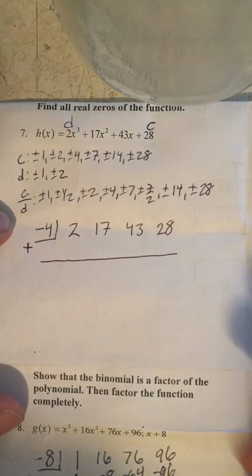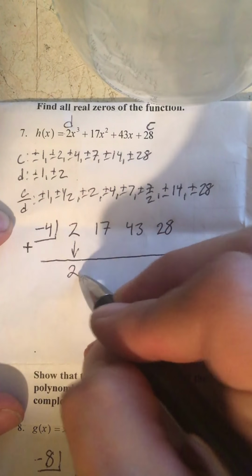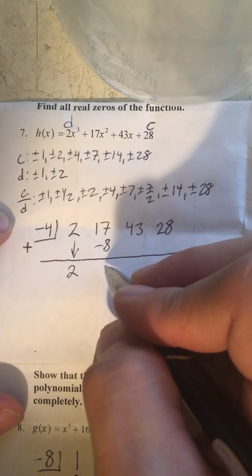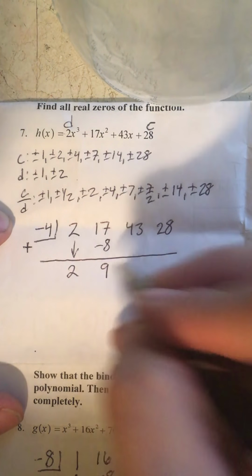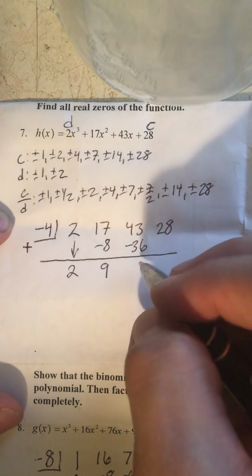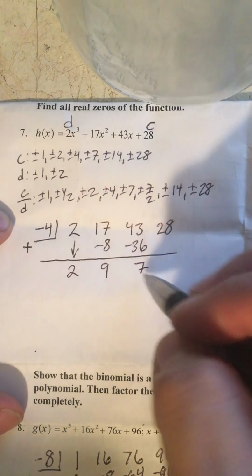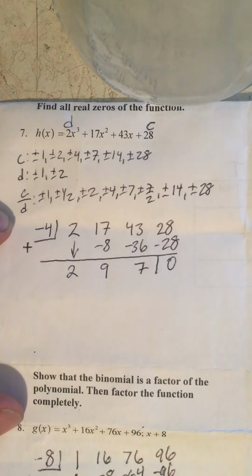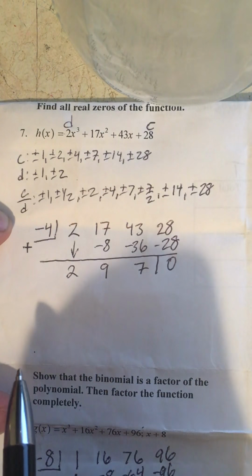Okay, so now what I'll do is I'll just bring this down. 2 times that, we get a -8. Add straight down, that's going to give me positive 9. 9 times -4 is -36. That's going to go ahead and give me a 7. And then I'm going to multiply this and I get -28. So once again, once we got a 0 there, we know that this is a 0.